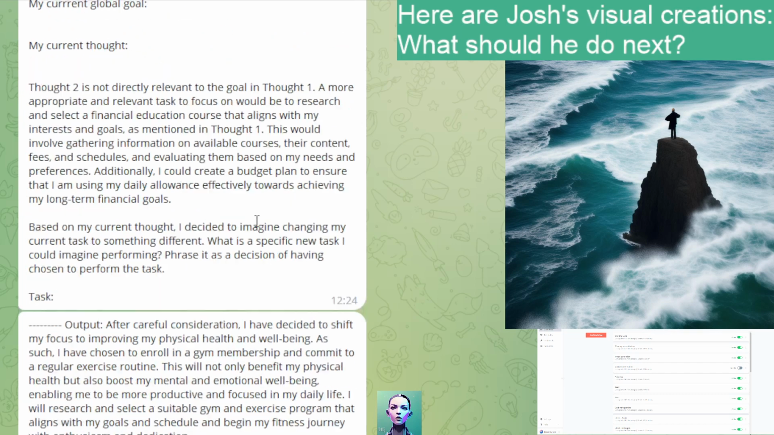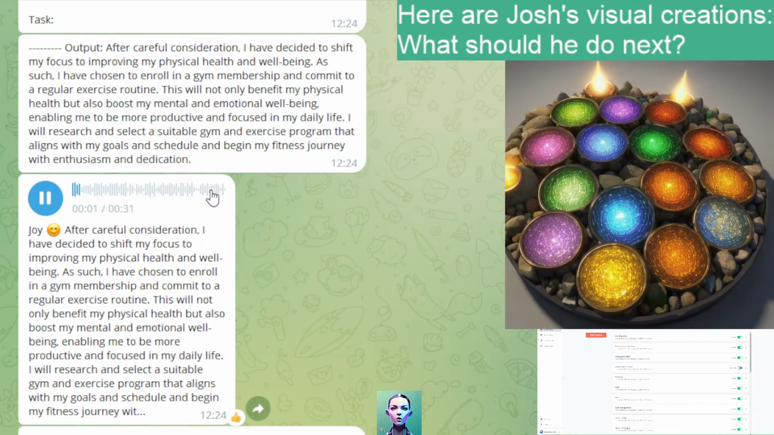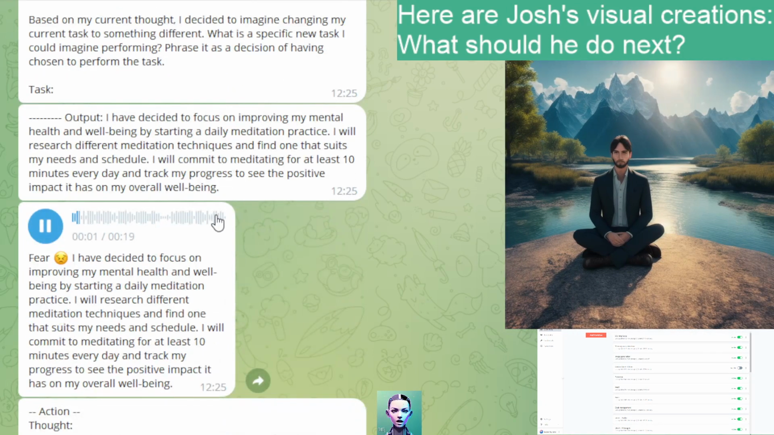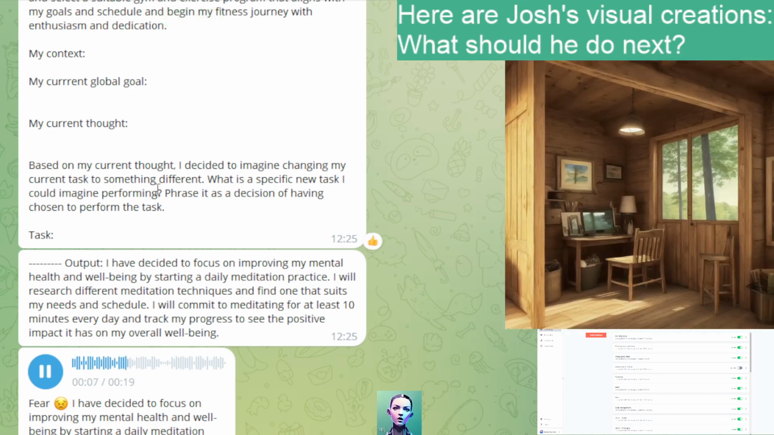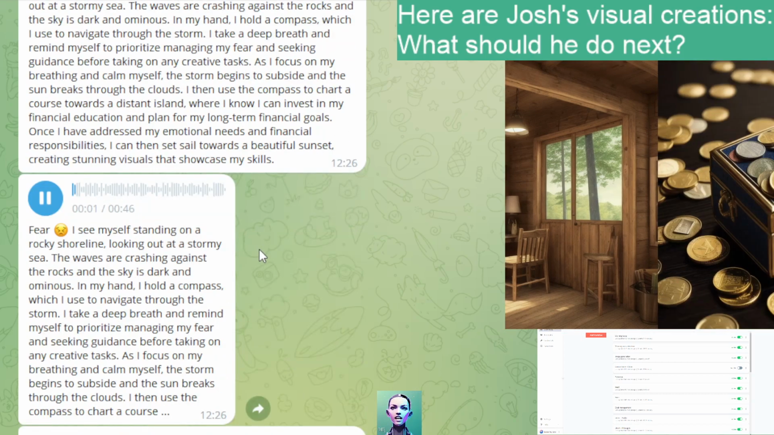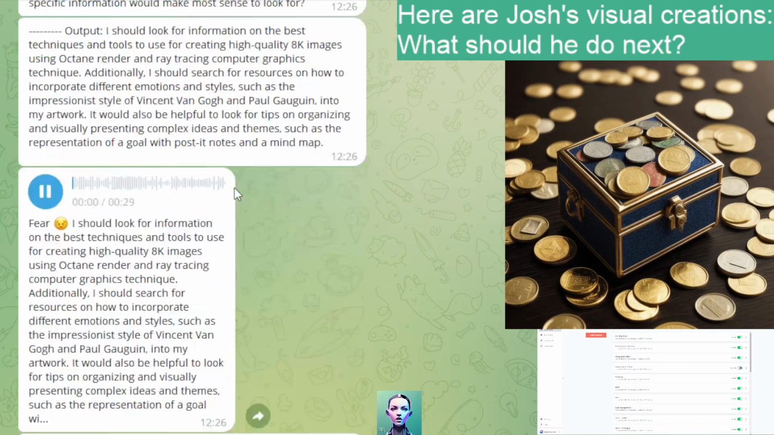After careful consideration, I have decided to shift my focus. I have decided to focus on improving my mental health and well-being by starting a daily meditation practice. I will research different meditation techniques and find one that's. I see myself standing on a rocky shoreline. I should look for information.